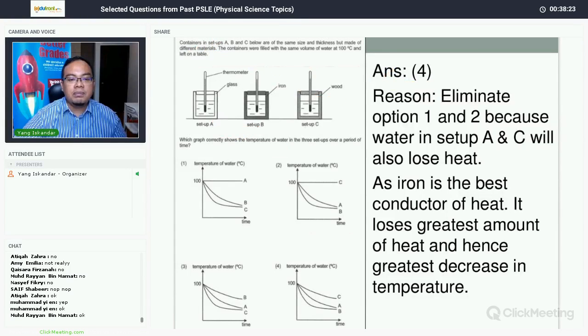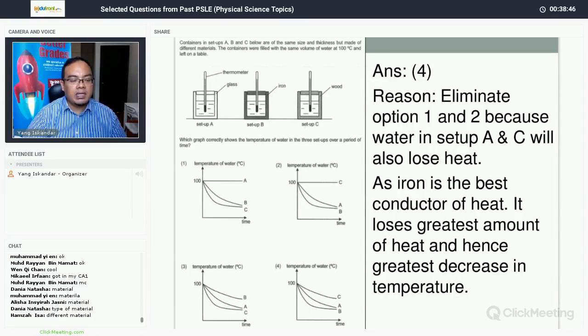Now, this is a multiple choice question. If I'm not wrong, it is a last year's PSLE. Okay, so this is a question on heat. Containers in setup A, B, and C below are of the same size and thickness, but made of different materials. Now, what is the change variable here? What is the change variable? Can you tell me what is the change variable?